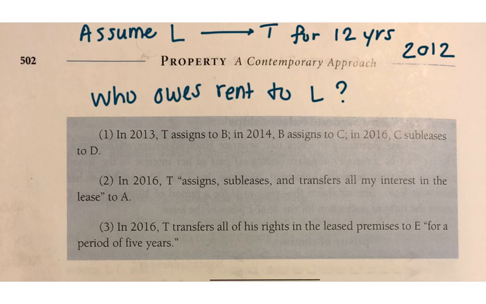I highly suggest drawing these out. So this orange line represents the privity of contract. When L leases to T, the privity of contract is there. And here is the privity of estate. And remember, privity of estate runs with rent. Rent runs with the land, so it's part of the privity of estate.